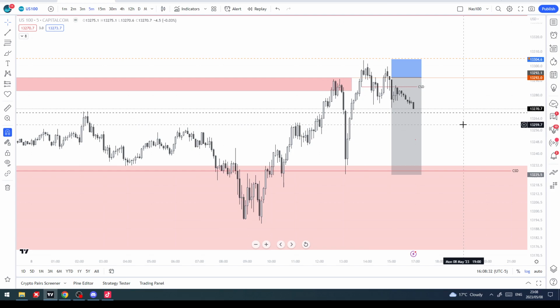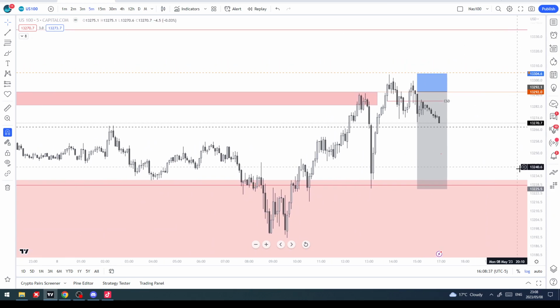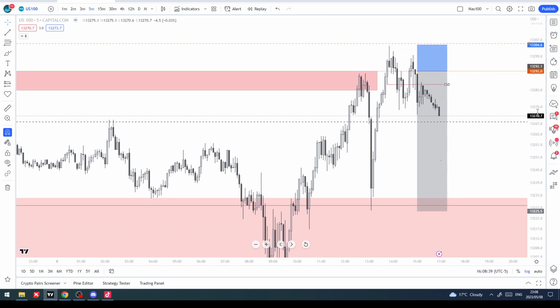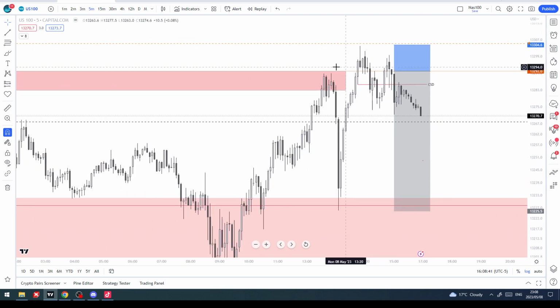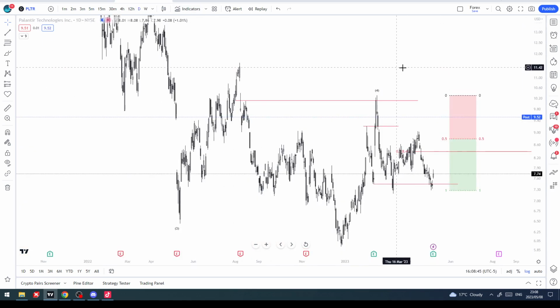Still in the short. Looks like I'm holding this overnight because I didn't close this before market closed. Never mind.